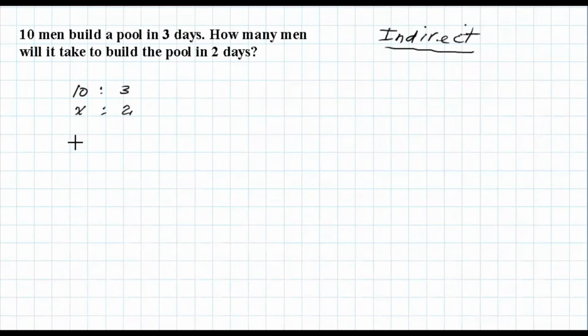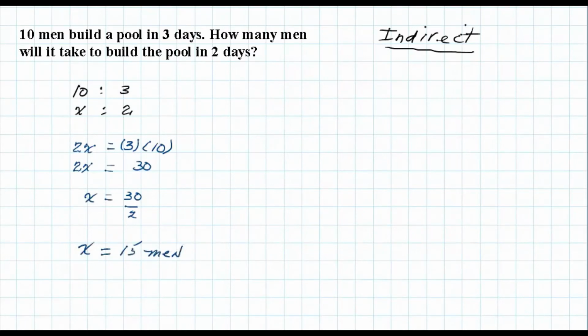So I'm going to say 2 times x, that's x times 2, is equal to 10 times 3, or 3 times 10. In other words, the number of days multiplied by the number of men it will take in those 2 days will be equal to the number of days multiplied by the 10 men for those 3 days. So then again, solving this gives us 15. So x is equal to 30 divided by 2. And so it's going to take 15 men.